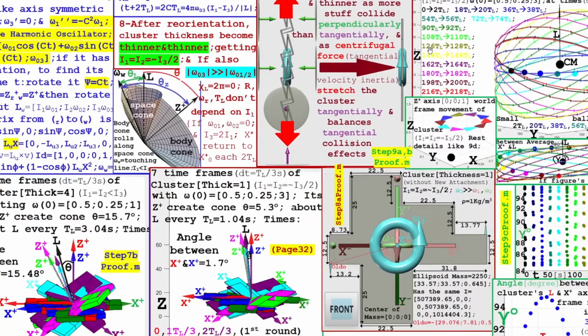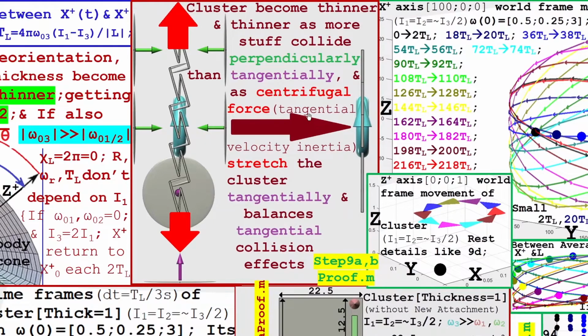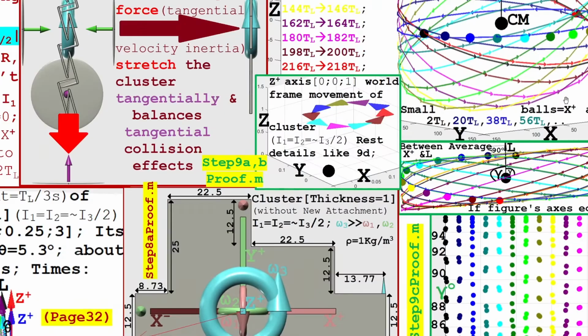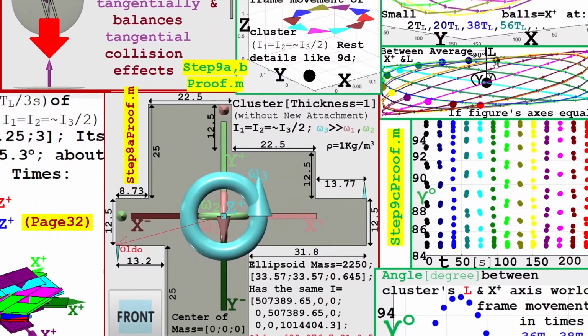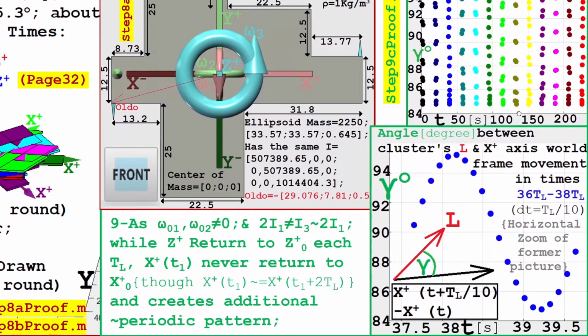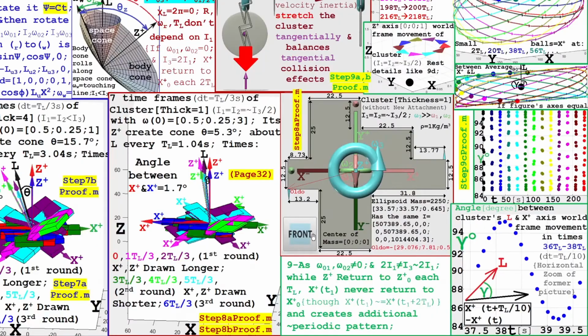Step 8. Because the cluster's major axis is the shortest, over time more stuff collides in its direction than in the other directions, making the cluster thinner and thinner, until its large moment of inertia is about twice bigger than the other two. Step 9. Therefore, over time, any cluster acquires 2 equal moments of inertia, while mainly rotating about its third, twice bigger moment of inertia. And the time taken for the major axis to return to its position is 1/2 of the time taken for the other 2 axes to return to their former positions.